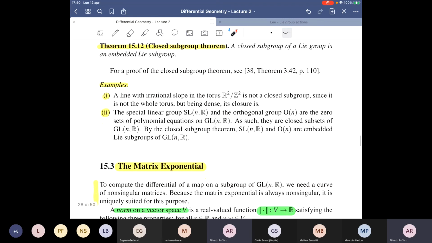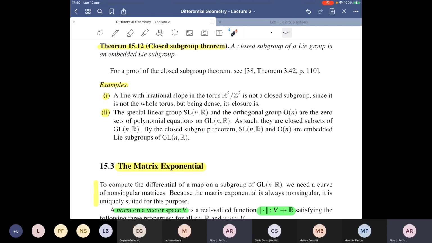And here we have some examples related to this last part. The first example is that the line with irrational slope in the torus we discussed before is not a closed subgroup, but what one can show is that it is dense. It means that its closure coincides with the torus.